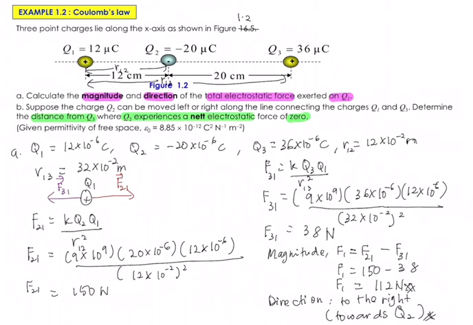Example 1.2, Coulomb's law. For part B, suppose the charge Q2 can be moved left or right along the line connecting the charges Q1 and Q3. Determine the distance from Q3 where Q2 experiences a net electrostatic force of 0.